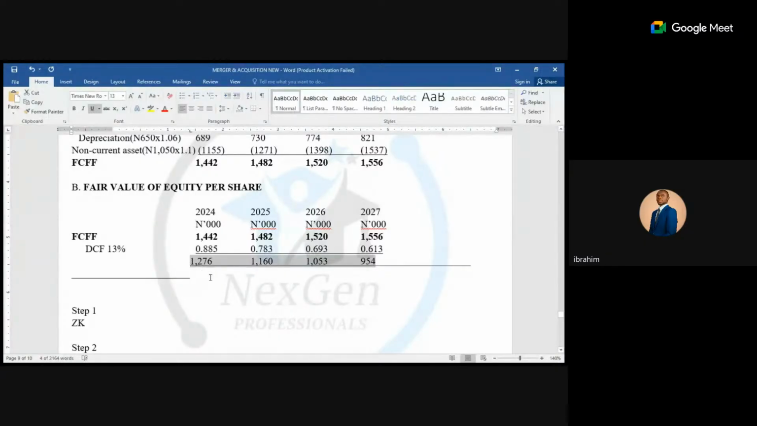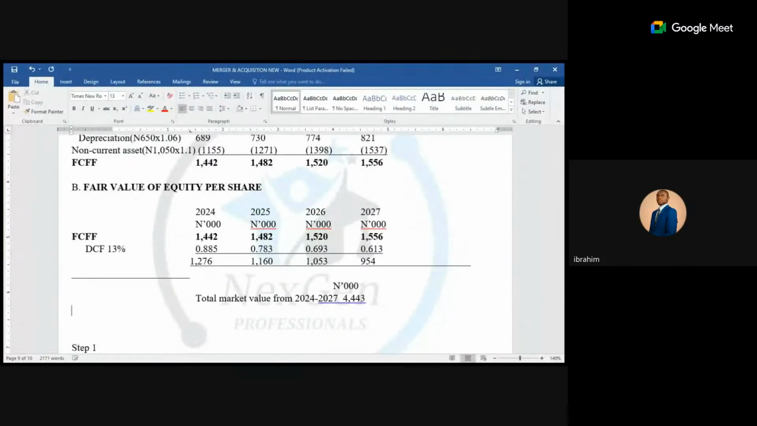So the total market value from 2024 to 2027 is 4,443. Okay. Now, class.